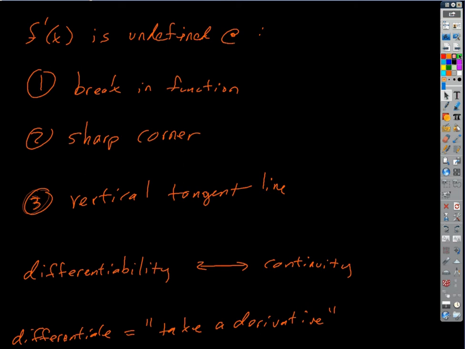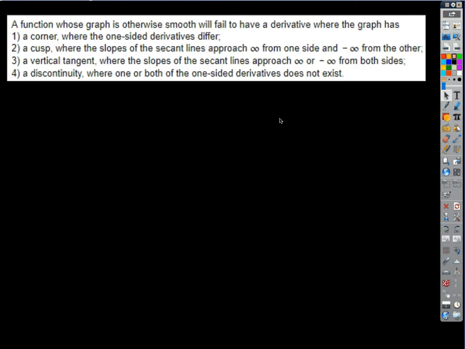Okay, so then the last thing, maybe it's worth looking at real quick on your assignments. You're going to have to be able to distinguish between these four things. So a function whose graph is otherwise smooth will fail to have a derivative where the graph has this stuff going on. They broke it into more pieces than we did, but that's all right. So a corner we talked about, right, where one-sided derivatives differ. A cusp is where the slopes of the secant lines approach. So let me draw you a picture. To me, this is kind of splitting hairs, but sometimes we make this distinction.